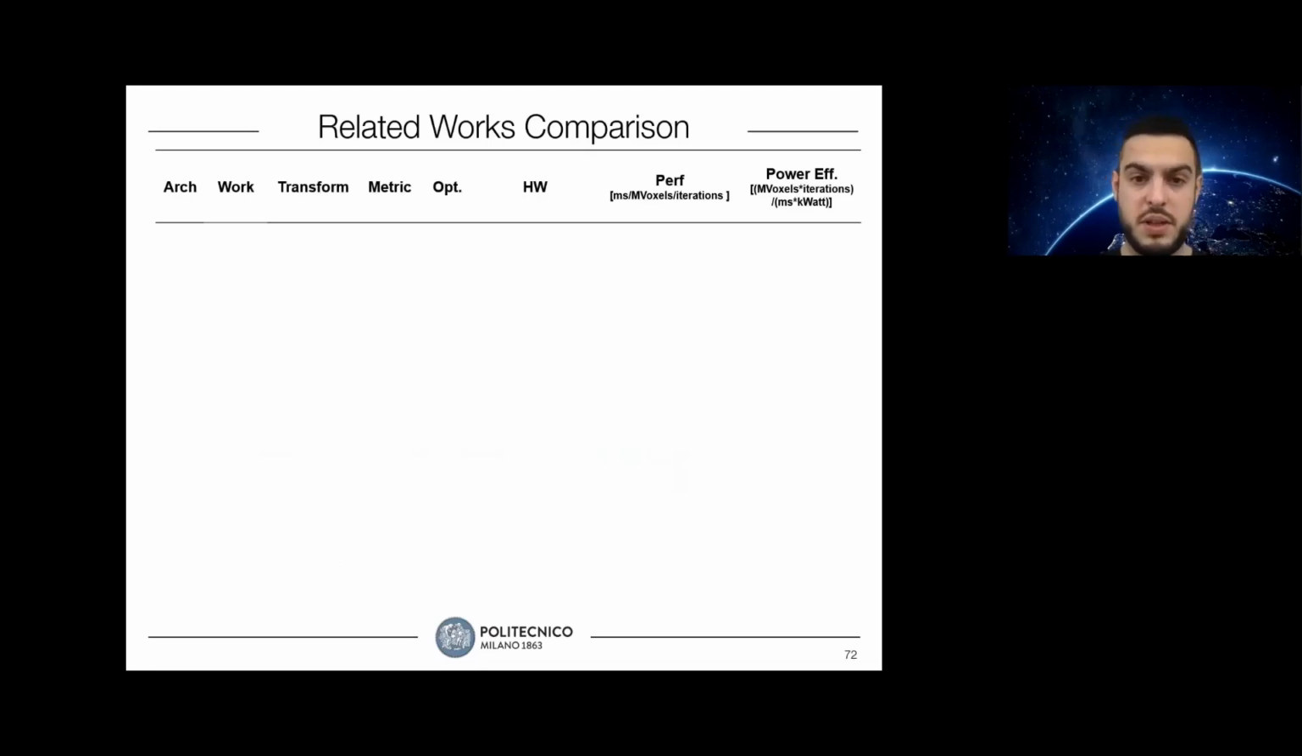Moving to the comparison with the state of the art, we employ an existing metric that represents the time over the number of megavoxels per number of optimizer iterations. This metric was previously proposed, trying to introduce a general evaluation metric for all the possible different approaches. We also enrich this metric by computing the power efficiency, counting as performance over kilowatts.